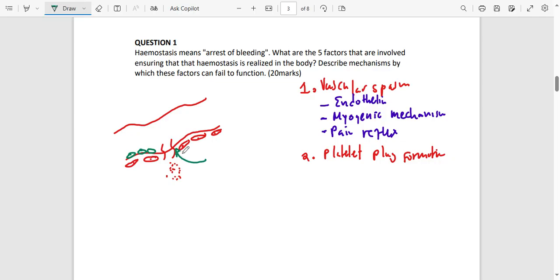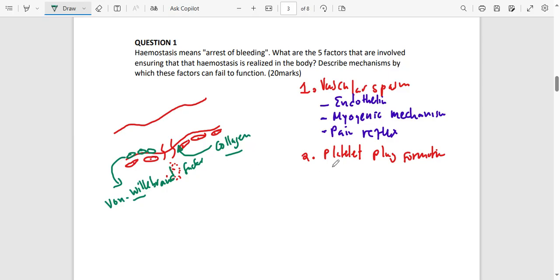And that exposure of the subendothelium is going to cause the endothelium to release what is known as von Willebrand factor. Okay, so that has been released. Now remember, we have exposed the subendothelium, which is made up of connective tissue, things like collagen. So now that we have exposure of the von Willebrand factor and the collagen, this is going to attract platelets.